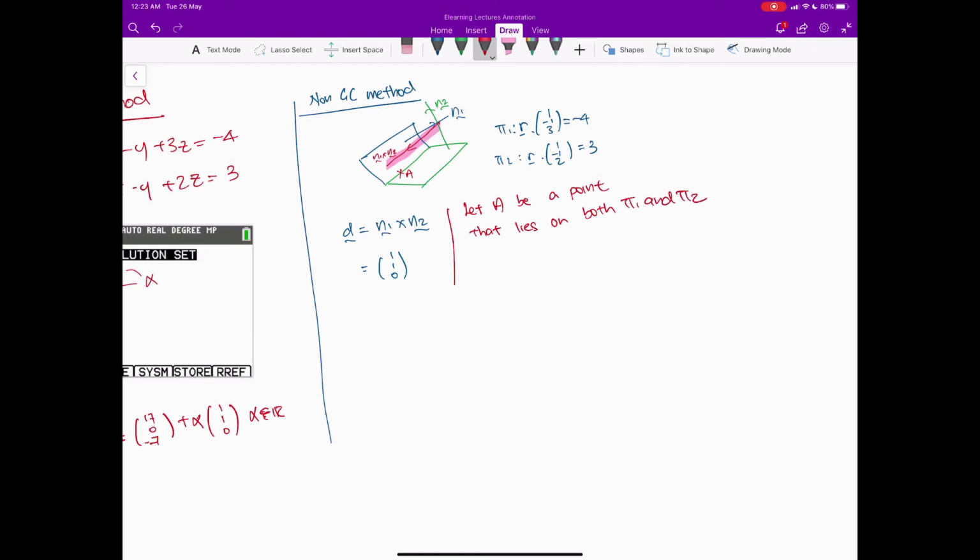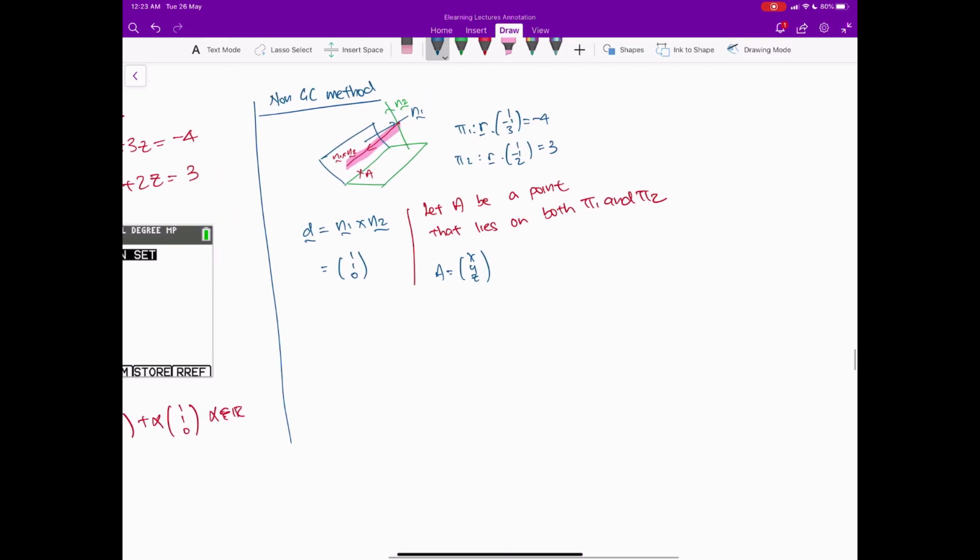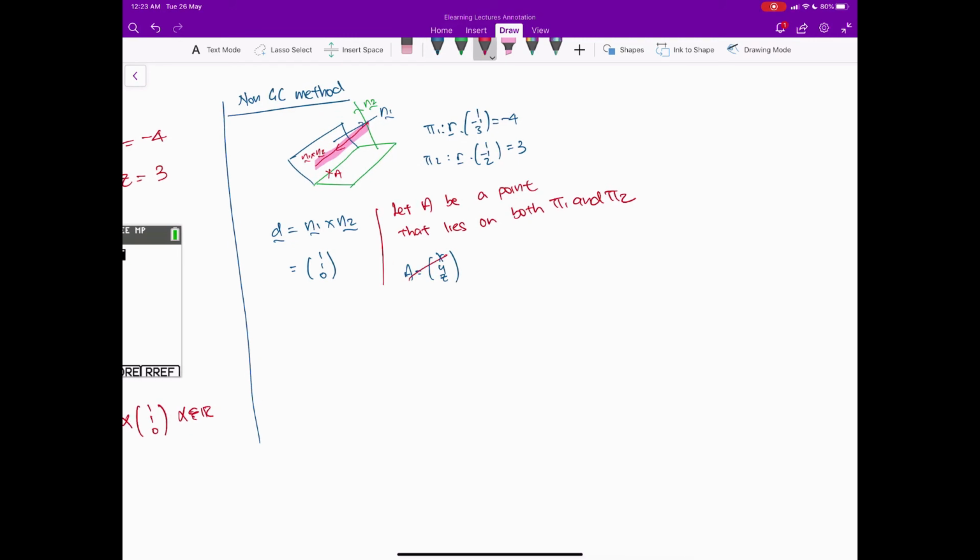A lot of students from here will be a little bit lost. If you let A be equal to x, y, z and sub into both plane equations, you will get x minus y plus 3z equal to -4, and x minus 2y plus 2z equal to 3. You will be back to the exact same thing as your GC method. So I'm not going to let A be x, y, z, because I will not be able to solve it without using my GC.